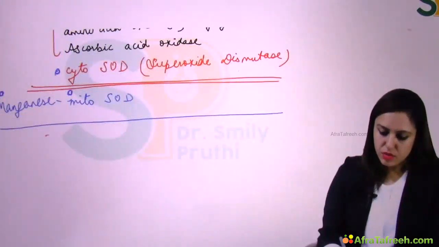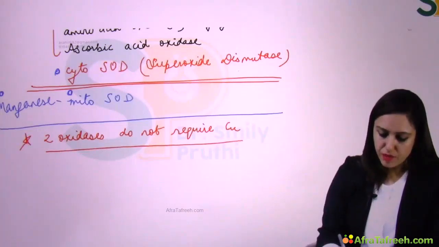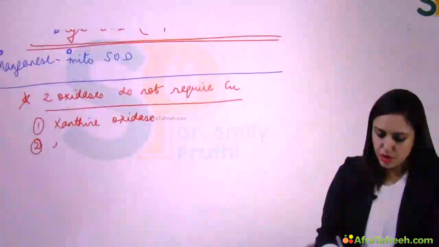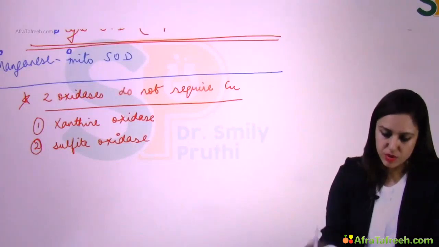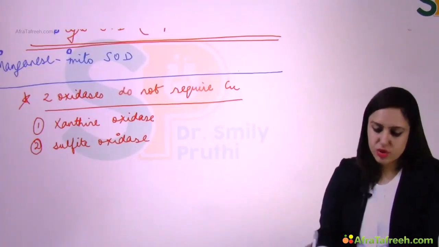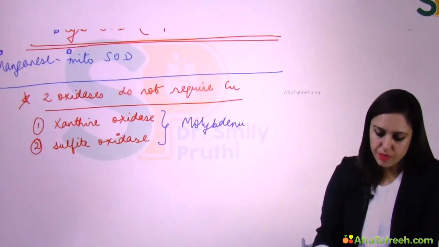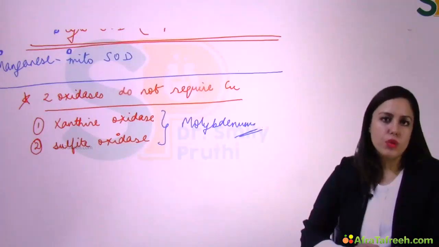Then write down two oxidases that do not require copper. They are xanthine oxidase and sulfite oxidase. Both these oxidases require molybdenum, right? So two oxidases do not require copper, they require molybdenum.